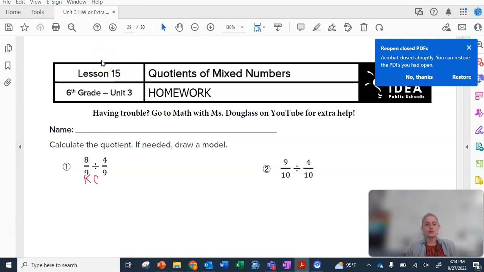Keep the first one the same, change it, flip it. Keep it exactly as it is. Change it to multiplication, the inverse operation, and flip to find the reciprocal of 4/9, which is 9/4. Ooh, before I even multiply, I'm noticing this 9 here and this 9 here, which are going to make a fancy one. They're going to cancel each other out.